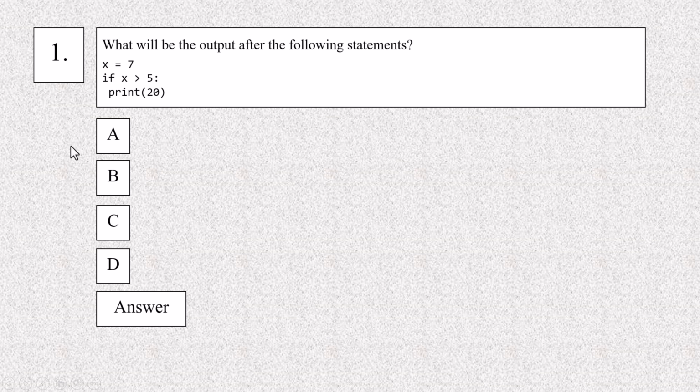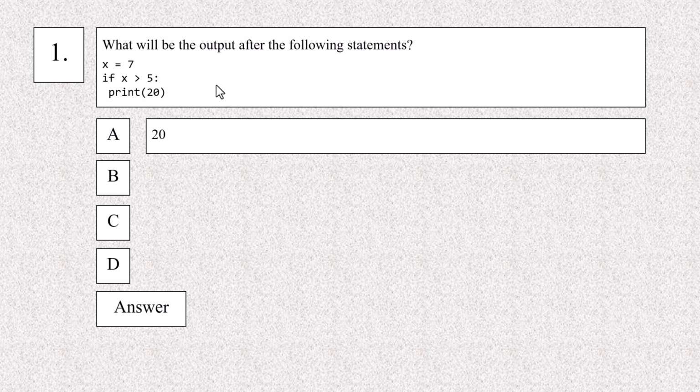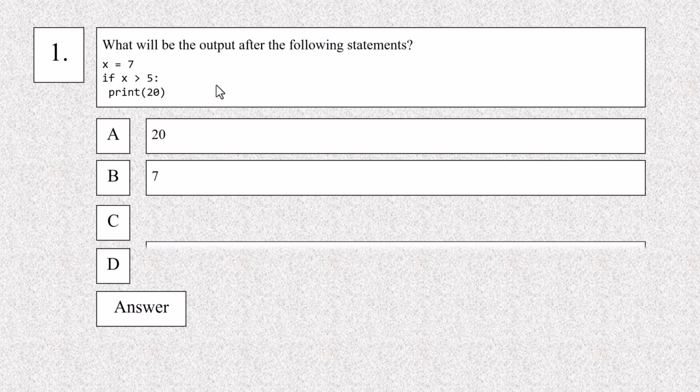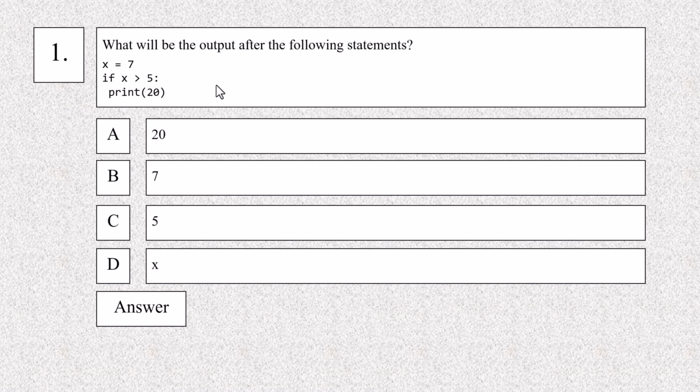Here in this question, you can see that we have a x variable, and if the value of x is greater than 5, then it will print 20. So here is option A 20, option B 7, option C 5, option D x. So the correct answer will be option A.